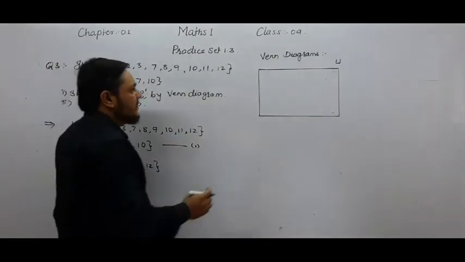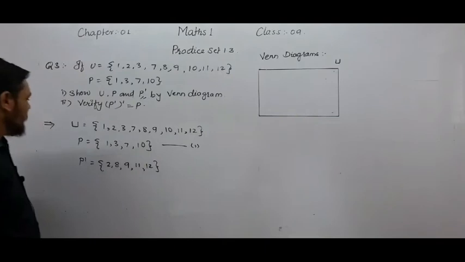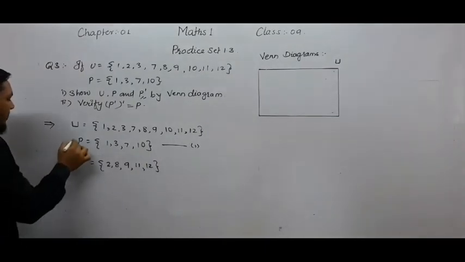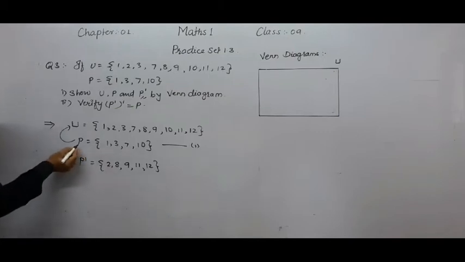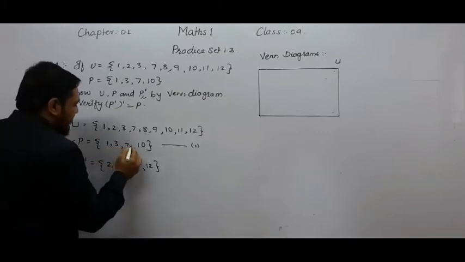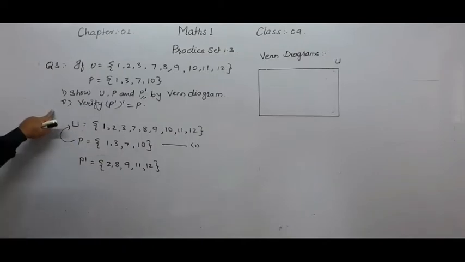So we have represented the universal set by using a rectangle. This is the universal set. Now, if you will notice, this P is a subset of U. Set P contains the elements 1, 3, 7, 10. So U contains all the elements of set P, that is why P is a subset of U.